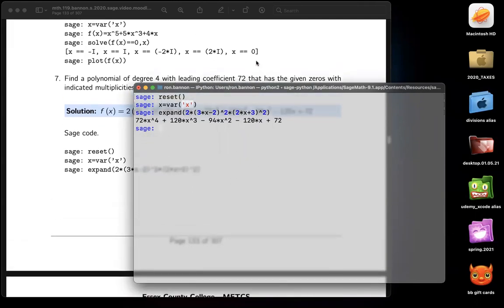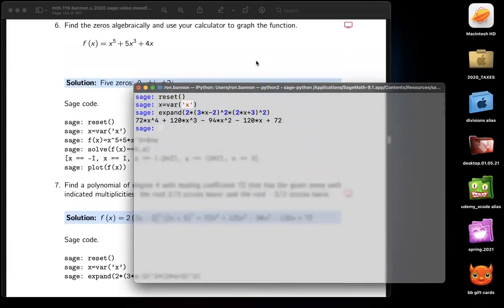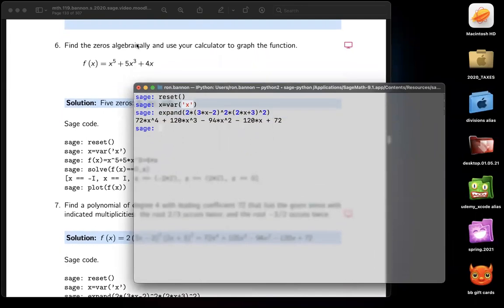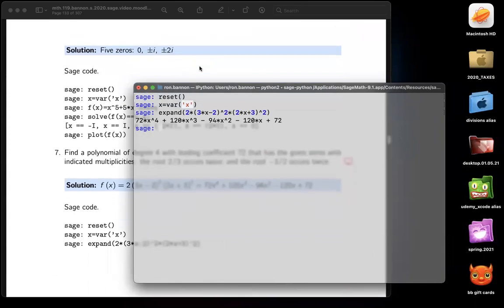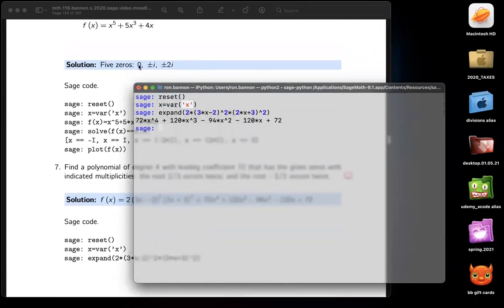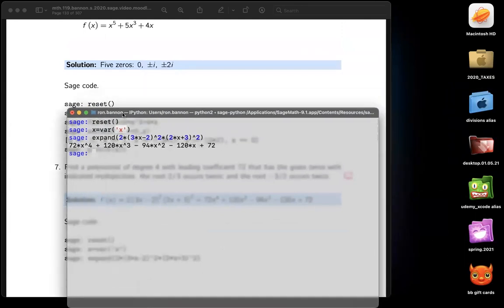Let's go back a little bit, and let's go back to this problem over here. Find the zeros of this problem algebraically. And we did it by hand, or I should say you did it by hand, all right? So I'm going to say, oh, the zeros are these things over here. Now, how would you do that using a computer? Well, we're trying to learn. Let me clear, reset. One line at a time.